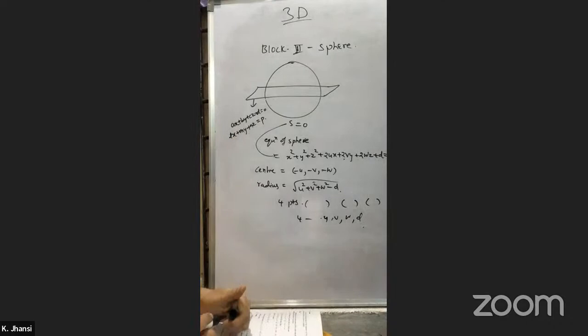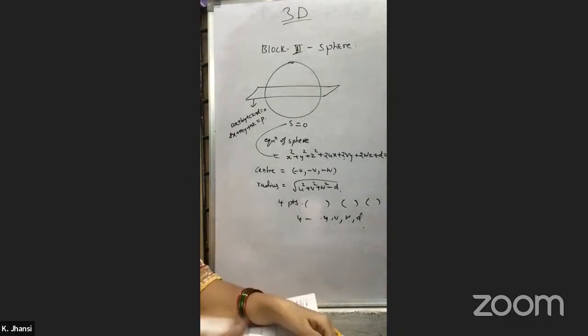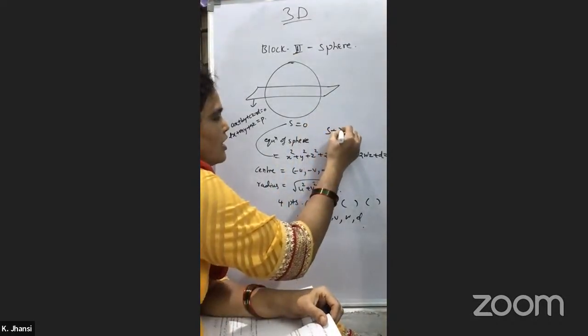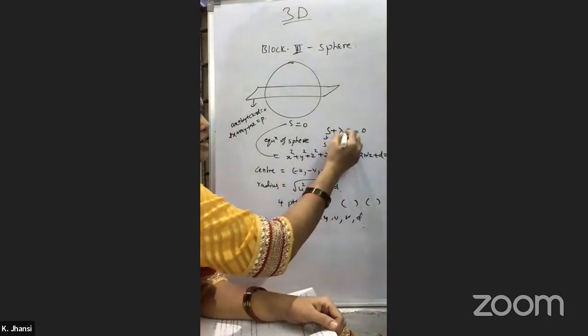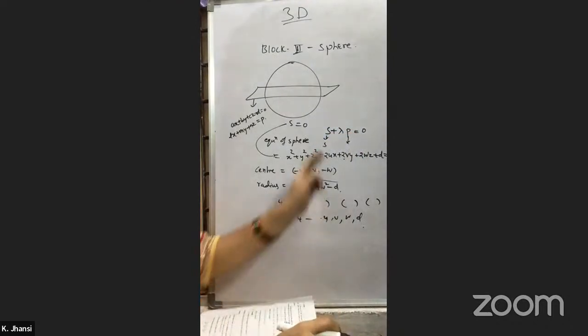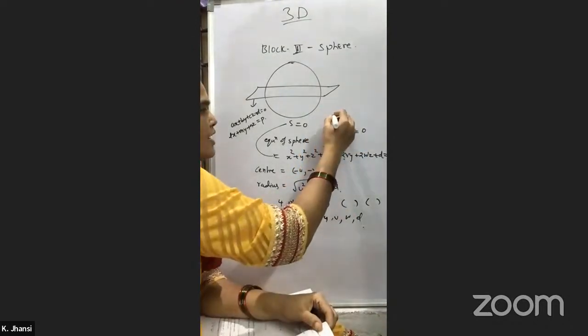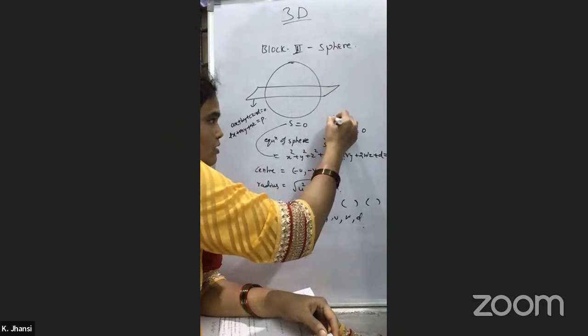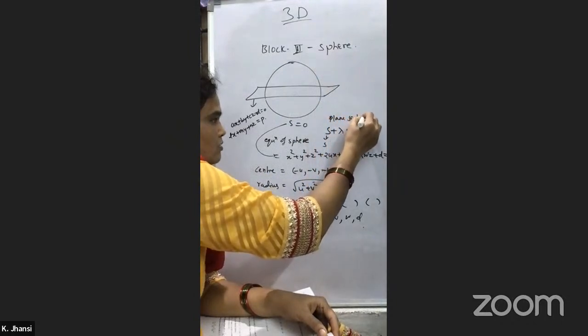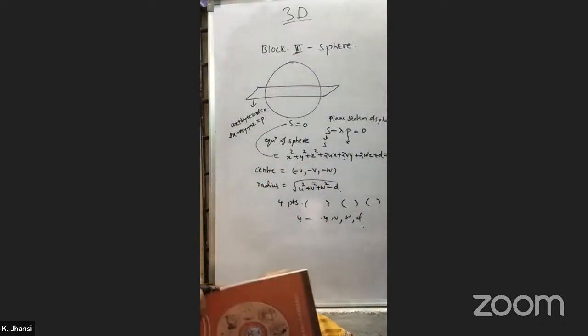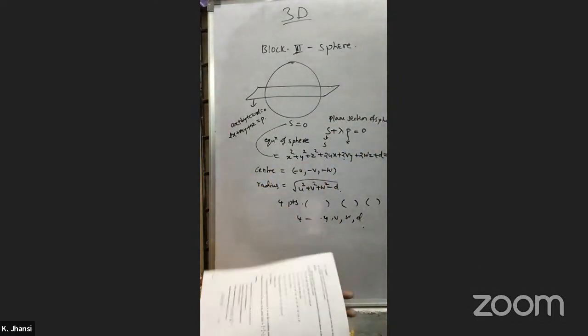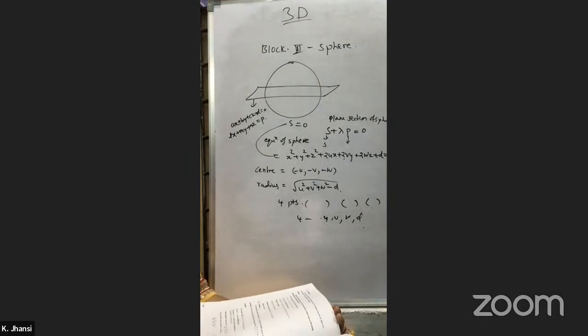Okay, so the plane equation and the sphere equation, the combination of these 2, is called a plane section of a sphere. The formula is S plus lambda P equals 0. S is the sphere and P is the plane. When you combine these 2, this is called a radical plane section of a sphere. So wherever you get these 2 in combination, you should know this formula. That is the only concept given here.